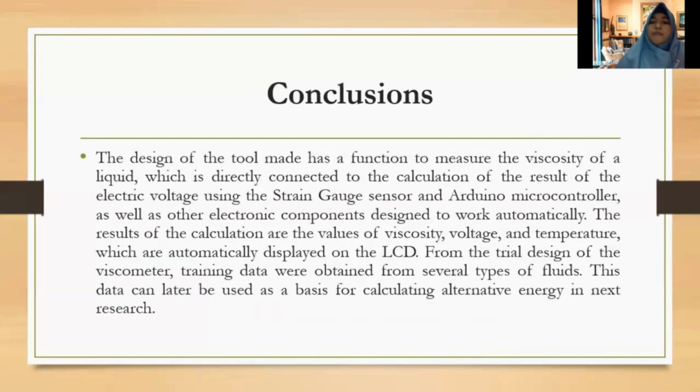In conclusion, the design of this tool can measure the viscosity of a liquid, which is directly connected to calculating the electric voltage using the strain gauge sensor and Arduino microcontroller, as well as other electric components designed to work automatically. The calculated values of viscosity, voltage, and temperature are automatically displayed on the LCD.